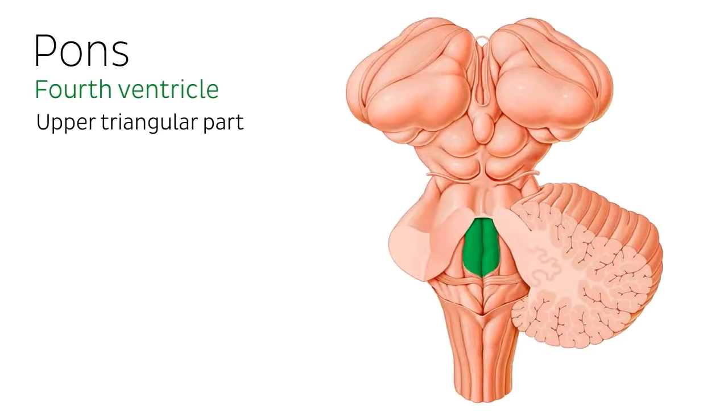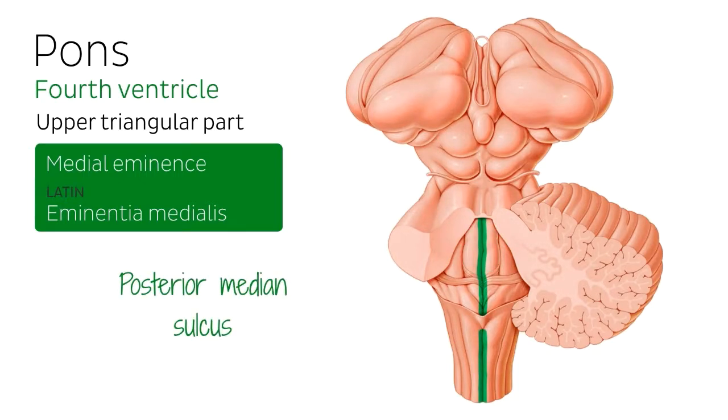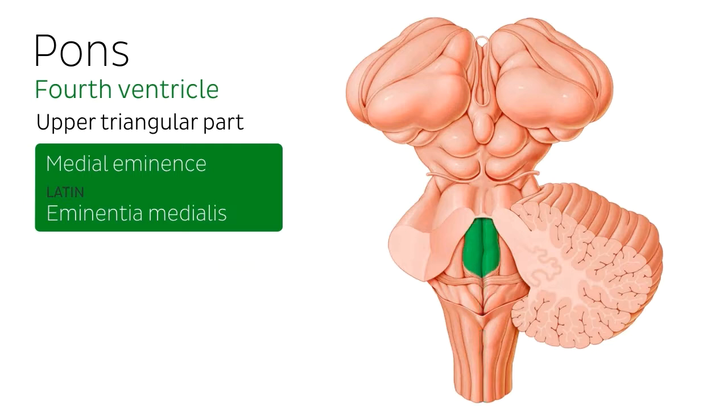So the first part of the upper triangular part that we're going to be looking at in this slide are the medial eminences, which are found on either side of the posterior median sulcus, which itself divides the posterior aspect of the rhomboid fossa and the medulla oblongata into a right and left side. And the medial eminences, which are longitudinal elevations of the fossa, also contain the swellings of the facial colliculi, which are caused by the motor nucleus of the facial nerve hooking round the internal genu of the facial nerve.